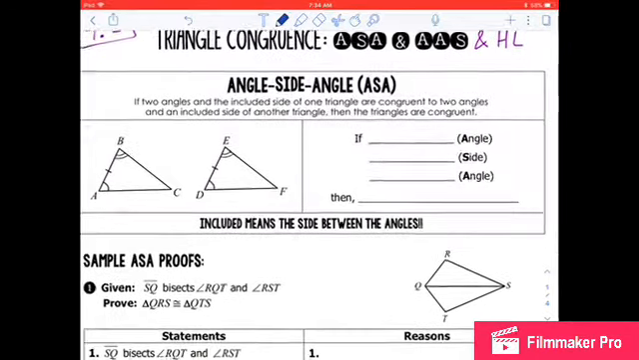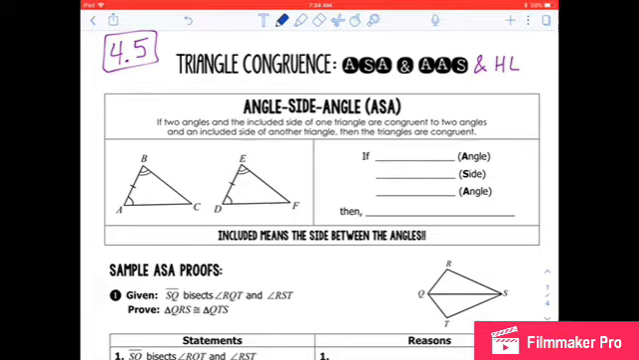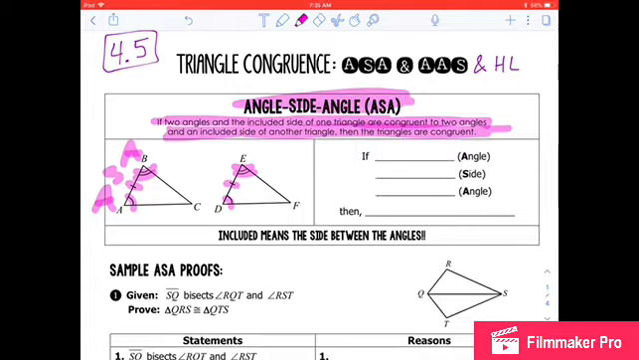So this first one, angle, side, angle, it's exactly what it sounds like. You have an angle congruent to an angle, a side congruent to a side, and then another angle congruent to another angle. So the order goes A, S, A. Okay, so two angles and the included side of a triangle make the triangles congruent. So again, that's something you probably want to make sure you have written down as one of the triangle congruent theorems.